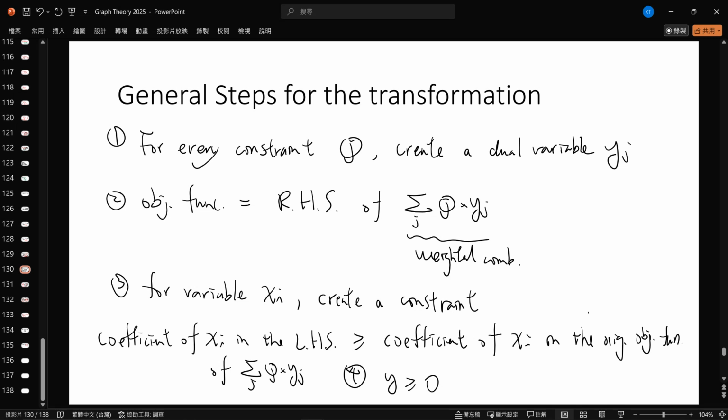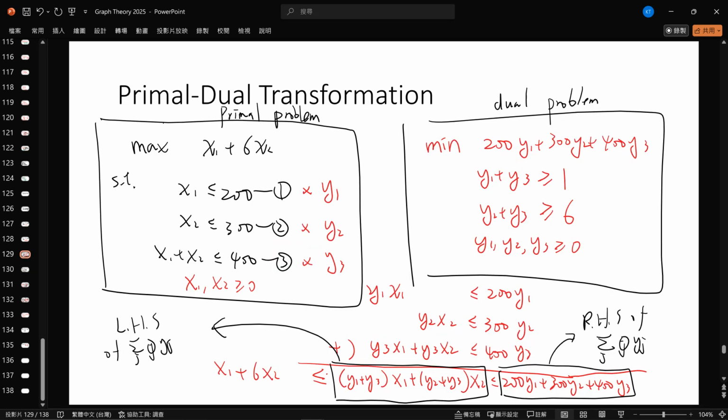Okay, so the objective function is to minimize the right-hand side. Then we have to make sure that the coefficient in the objective function of the primal problem, here 1 and 6, should be a lower bound for the coefficient of x in the weighted combination.